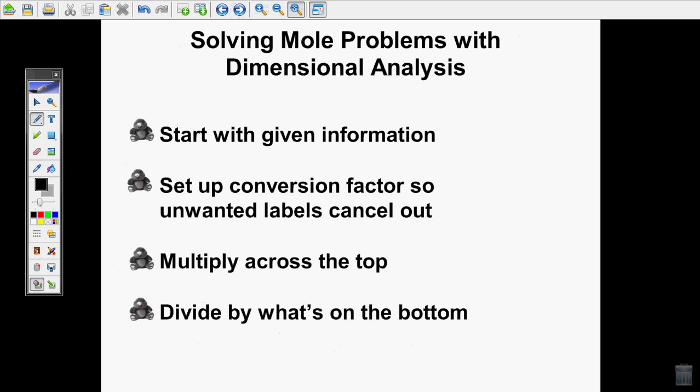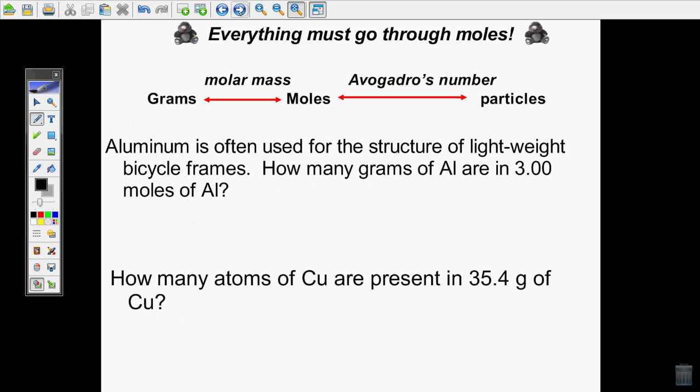Alright, solving mole problems with dimensional analysis. These are the steps. I hope y'all remember dimensional analysis from the beginning of the year. So you're going to start with your given, set up your conversion factors so that your units cancel out, multiply across the top, and divide by what's on the bottom. Everything has to go through moles. So if we're trying to go from grams to moles, we're going to use molar mass. If we're going from moles to particles, we're going to use Avogadro's number.